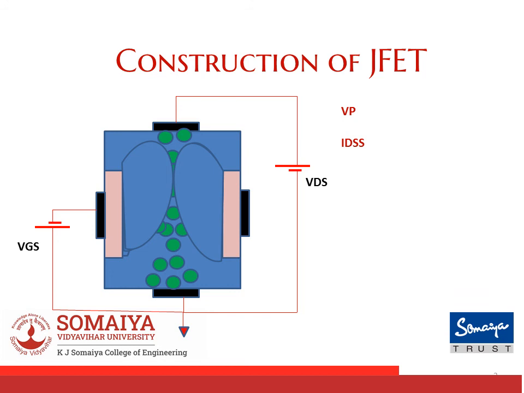These same characteristics can be seen when I have a p-channel JFET. Now the charge carriers that will be traveling between source and drain will be holes, and the biasing that will be applied will be exactly opposite. So my VGS is going to be positive and my VDS is going to be negative.